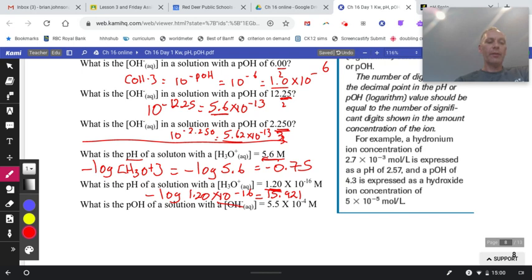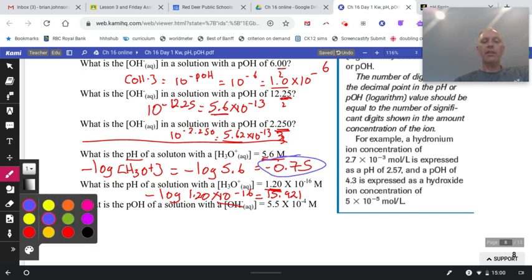So I did these two examples on purpose because they're unusual. Here is a pH of negative, and here is a pH exceeding 14. So I told you the pH scale goes from -2 all the way up to 16. So there's nothing crazy about minus 0.75 or 15.921. Those are both within the realms of that pH scale.